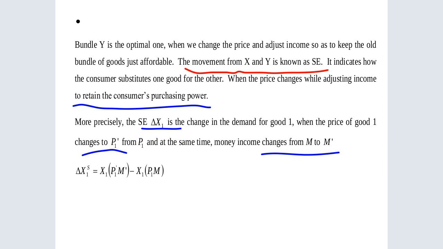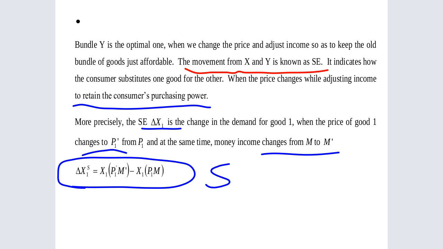And that is what we refer to as the substitution effect. Now the total change in good one is the substitution effect. So the substitution effect will be given by commodity one at the new price and income, minus commodity one at the old income and at the old price. So this is critical in computing the substitution effect. So this gives you the substitution effect.